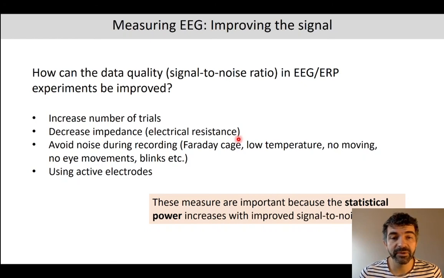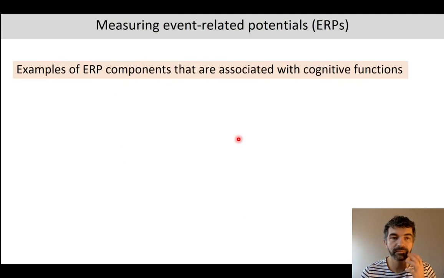And then active electrodes are also a good way of reducing noise. So we have active electrodes here in our lab in Southampton. They are more pricey than passive electrodes, way more, but from a scientific perspective, they're definitely better.